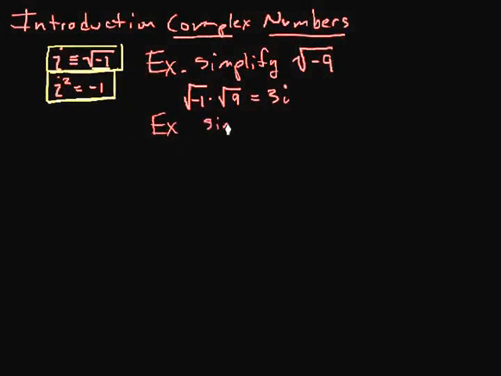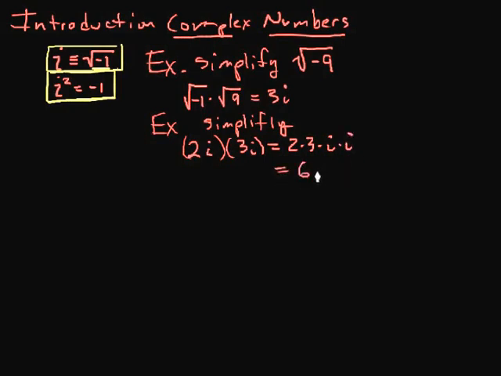Let's do another example. Let's simplify 2i times 3i. Well, we could just rewrite this. Multiplication is still commutative, which means order doesn't matter. This is 2 times 3 times i, and 2 times 3 is 6. i times i is i squared, so this is equal to negative 6. That's a good simplification, right? No one will doubt that. This compared to this guy is definitely simpler, right?